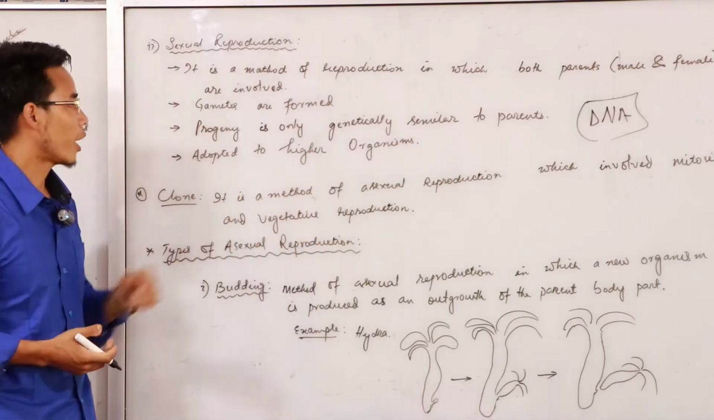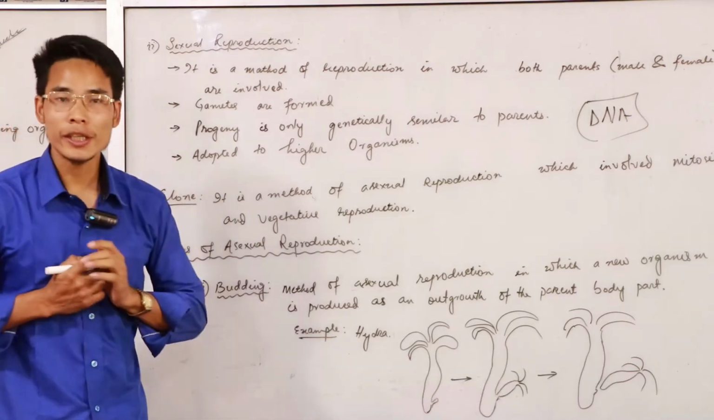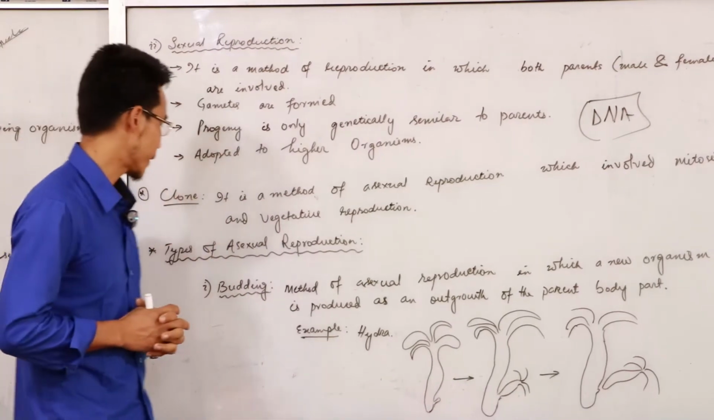And lastly, adapted to higher organisms. Sexual reproduction is found in both plants and animals. It is adapted to higher organisms.